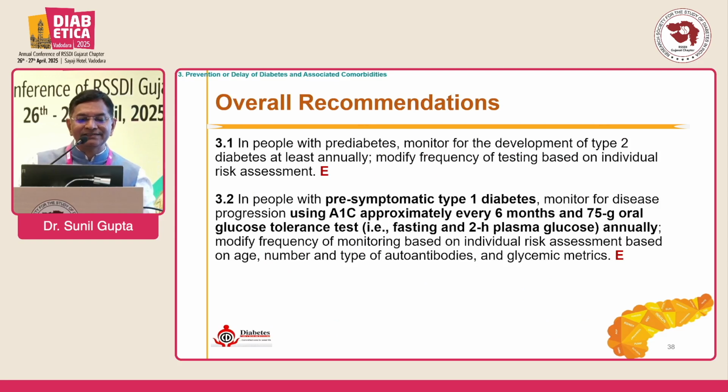Overall recommendation: in people with pre-diabetes, monitor for the development of type 2 diabetes at least once a year. For those who are pre-symptomatic type 1 diabetes, we should monitor HbA1c 6 months after the diagnosis of stage 1 or stage 2 type 1, and then a 75 gram OGTT annually has to be done.